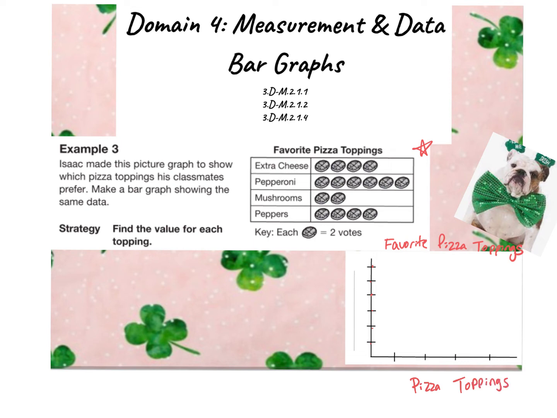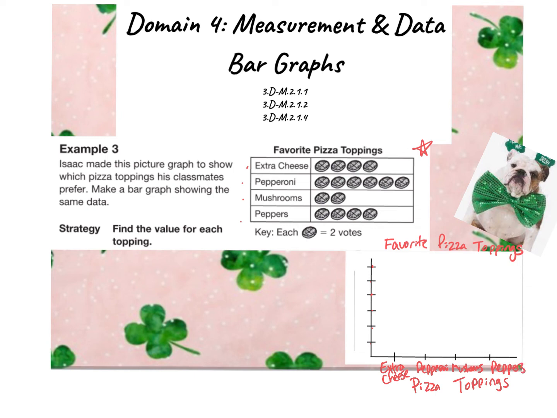So there's our pizza toppings, and we're going to label each one of them. So this one's going to be extra cheese, and I like to go in order. You could mix it up, of course, but I like to go in order just so I don't forget. So we're gonna do extra cheese, then we're gonna do this one, pepperoni, and then we have mushrooms, and then we also have peppers.